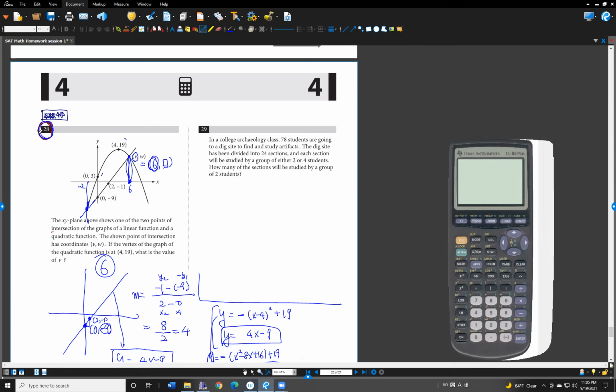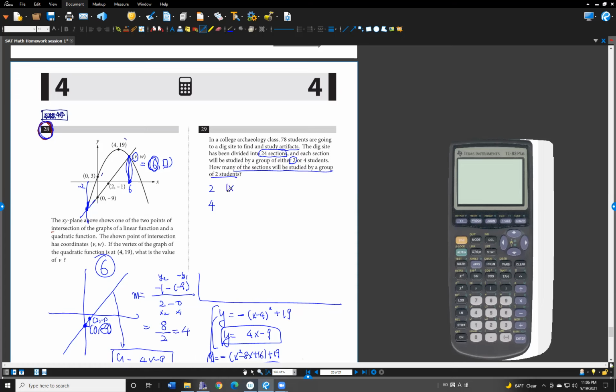All right, number 29. We have an archaeology class. 78 students are going to a dig site to study an antique artifact. This site has been divided into 24 sections. Each section is studied by one of two groups: a two-person group or a four-person group. That's 24 sections in total. How many sections will be studied by the two-person group?